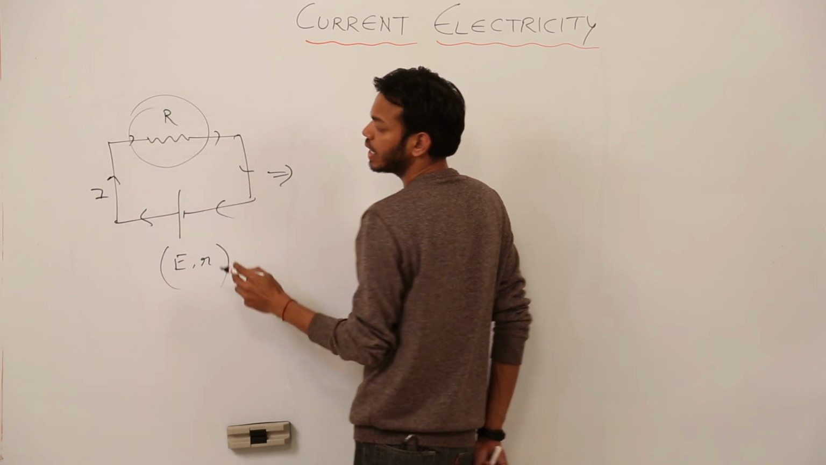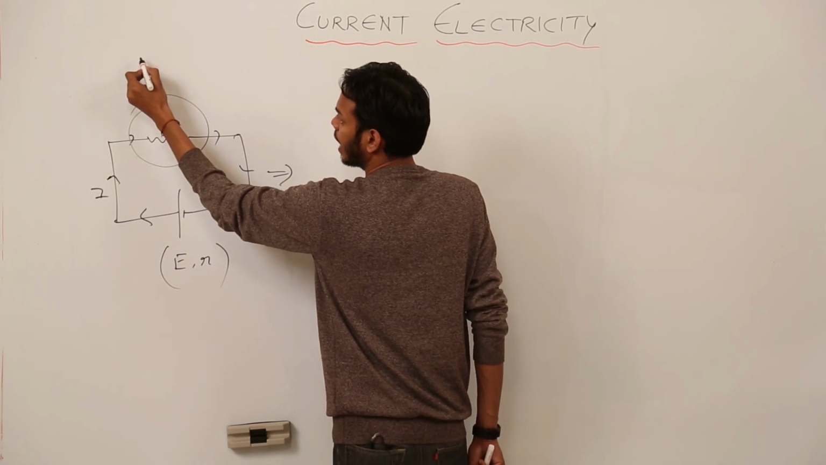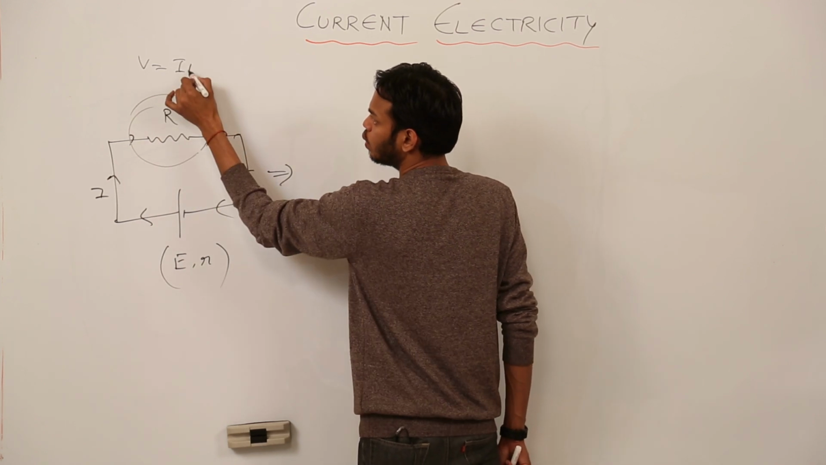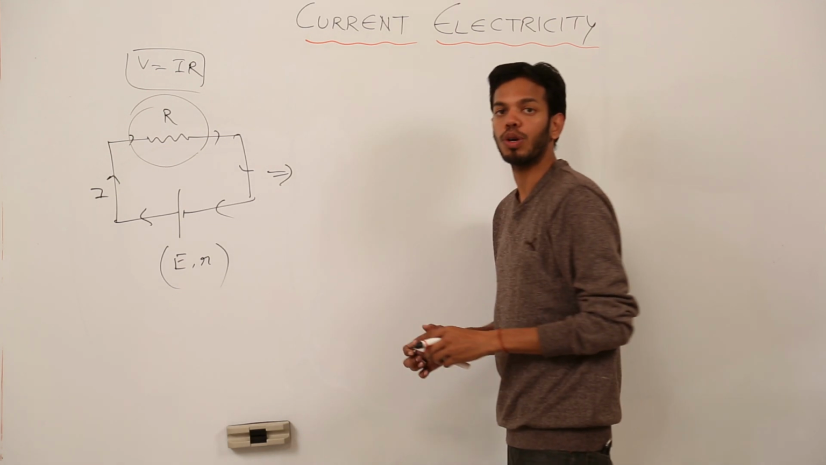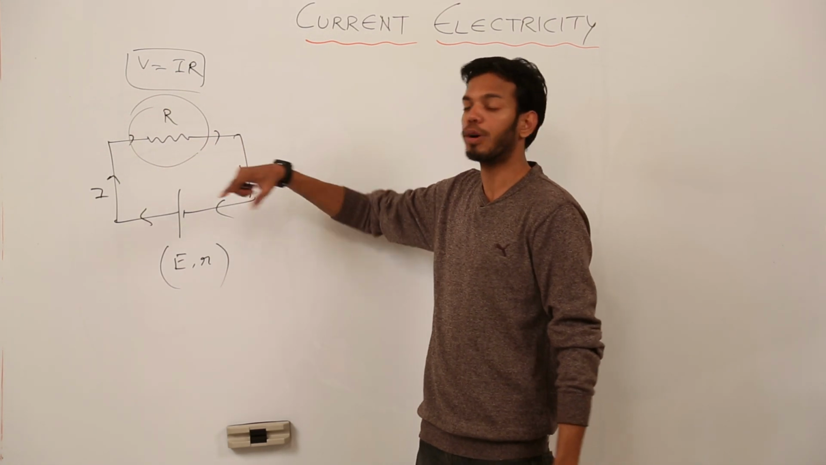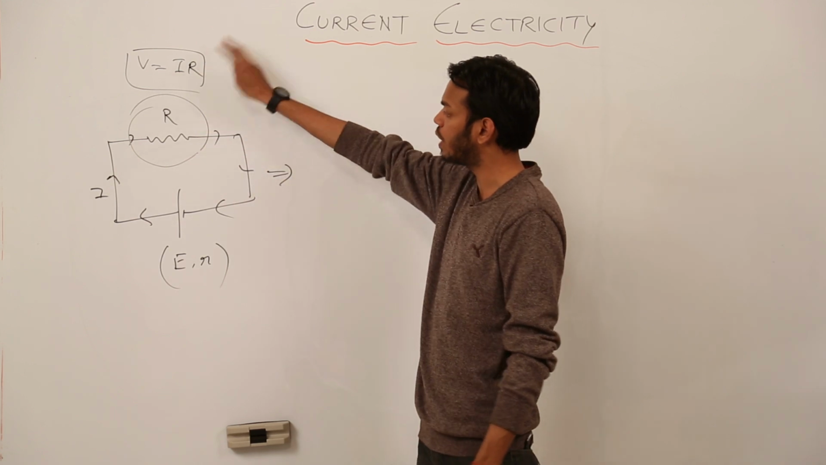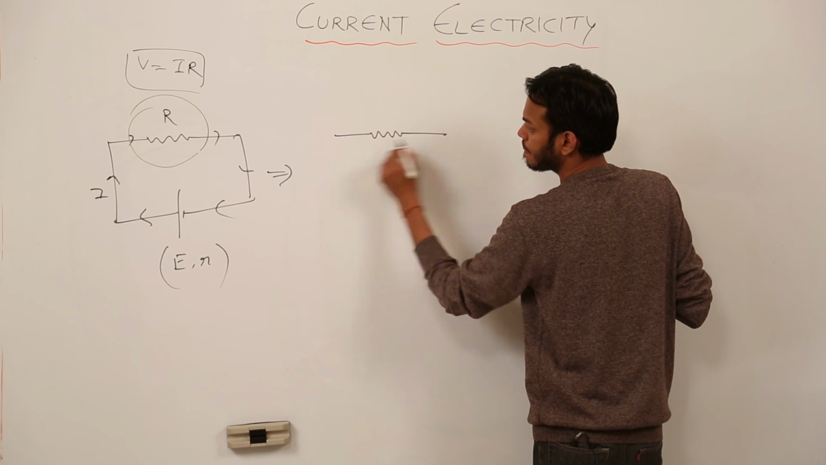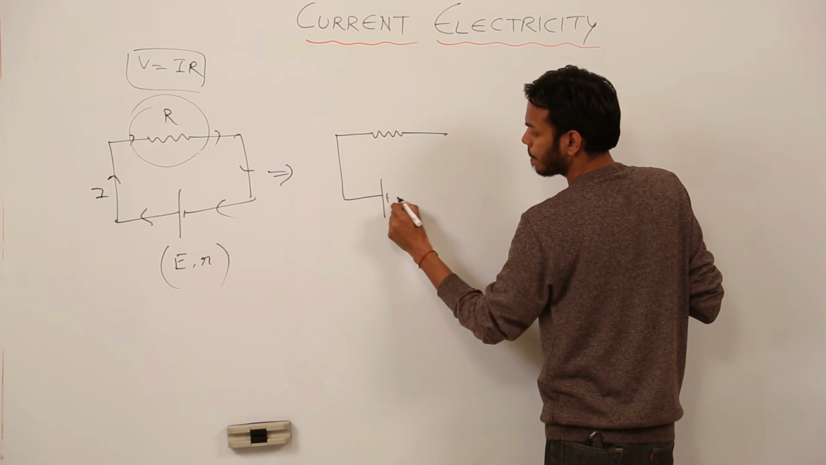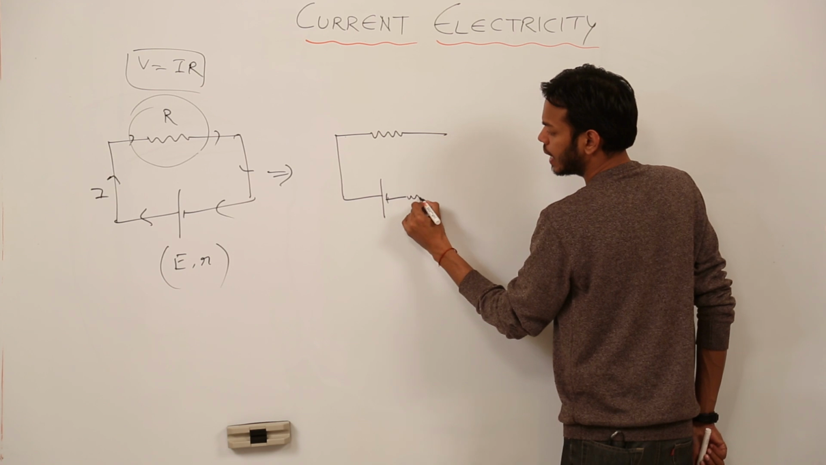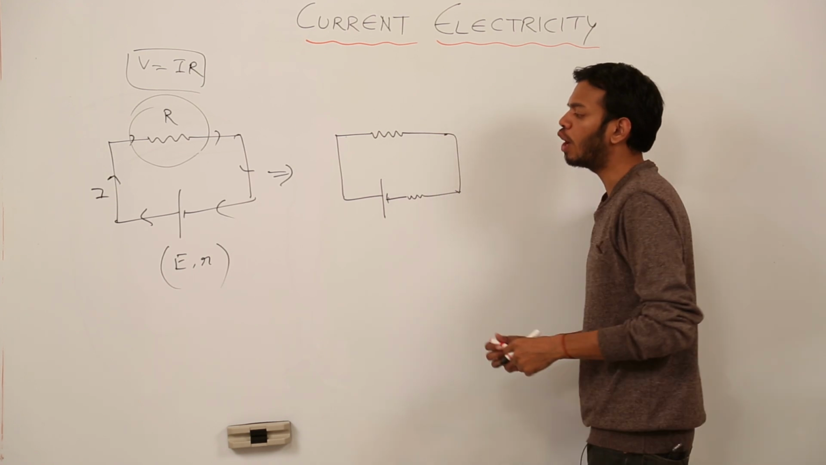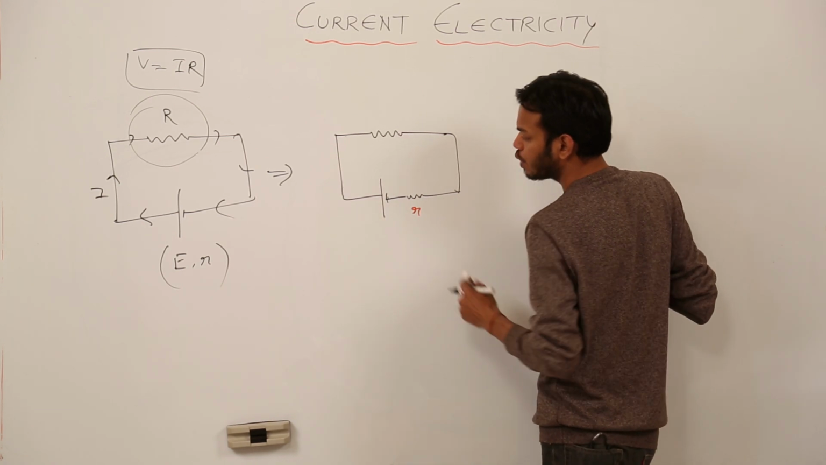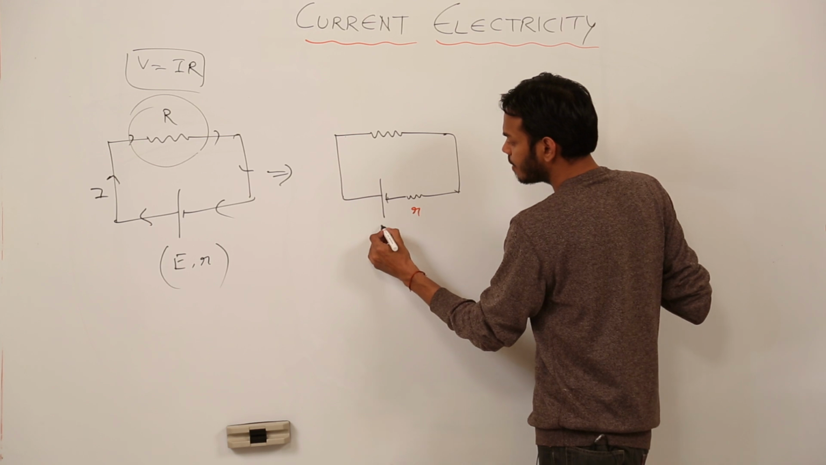So the voltage which this resistor is getting is, according to Ohm's law, V equals the current flowing through the resistor times the value of the resistor. So this is the potential difference across this resistor, or potential drop across this resistor, right? So V equals IR. I can redraw the same circuit like this. I am taking the internal resistance in series with the cell. So basically I have just removed the internal resistance and shown it somewhere else in the circuit, right?